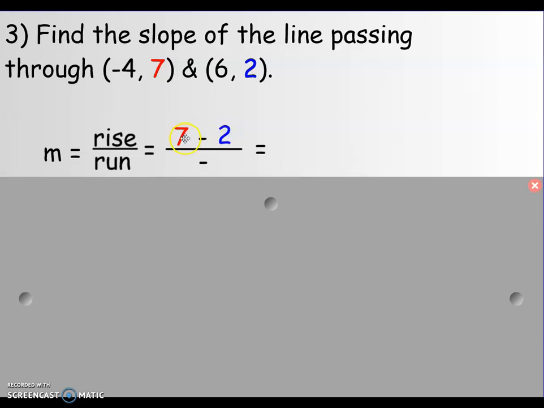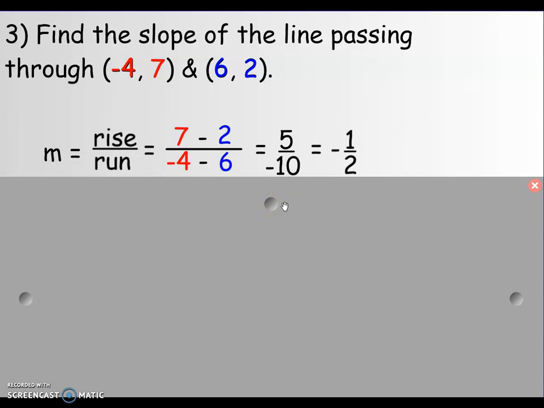Now you do the same with the corresponding x's. Since we started with the 7 first, I'll start with the -4 first, and I'll subtract this x value of 6. So in the top, 7 minus 2, that's 5. And in the bottom, -4 minus 6 is -10. When we clean that fraction up, we get -1/2. A positive divided by a negative is a negative.